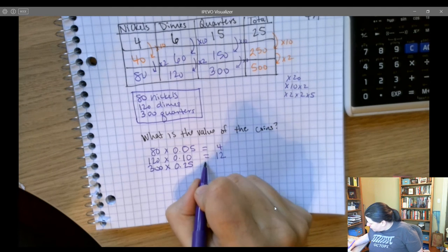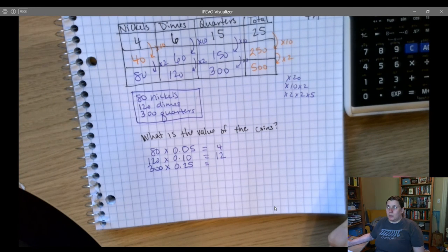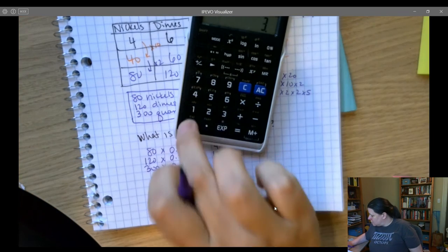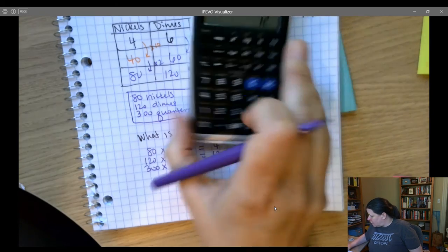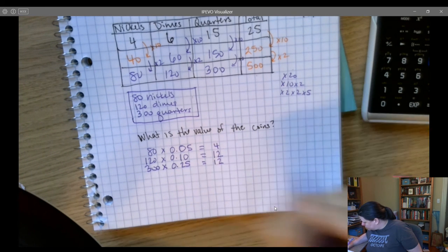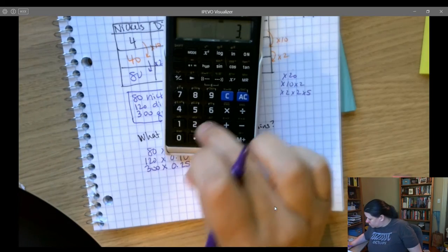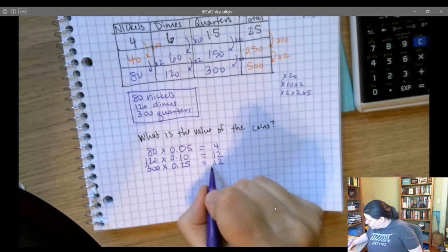300 times 0.25 is, what's a quarter of 300? 175? No, 12. I don't know where I got 75. 12. No, that's not right. Yep, I was right the first time.